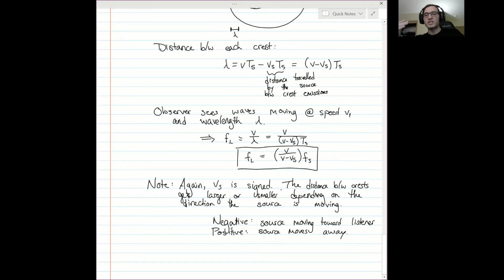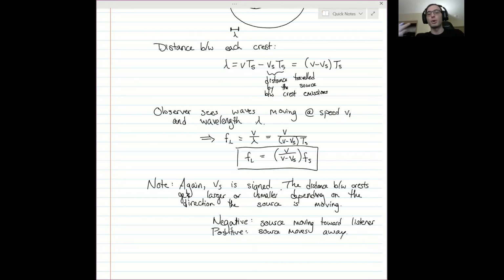Similarly, when the distance between two things gets larger, i.e. if you have a plus sign here instead of a minus sign, then that means that the source is getting further away, or the listener is moving away from the source. So when the distance between the two objects is getting bigger, you hear a lower frequency.